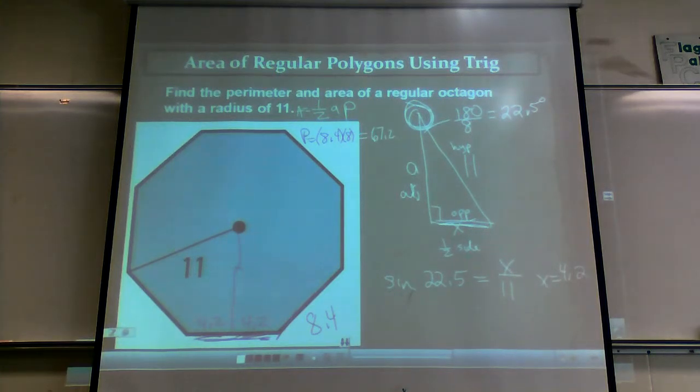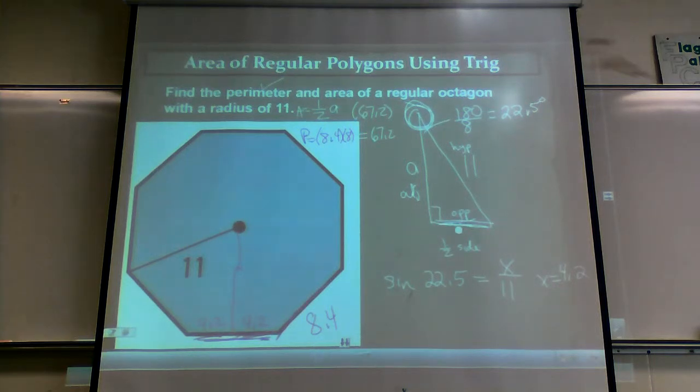7.2. Okay? So I've got that now. I've got the perimeter part. That's done, which also means that I can plug that into my area formula. All right, so I don't have the apothem yet, but I have 67.2 right there.